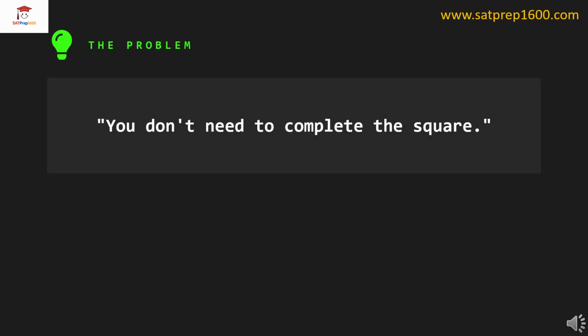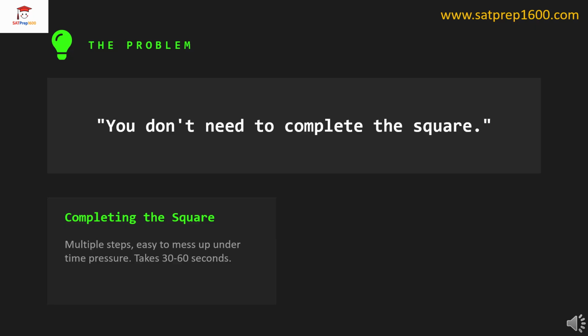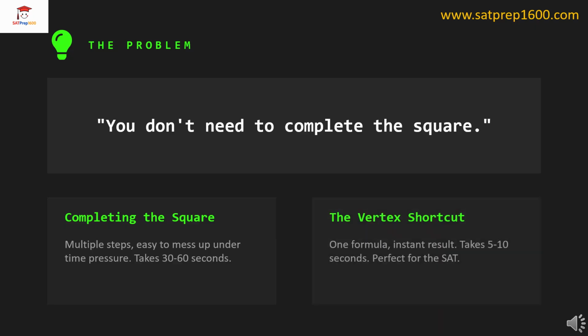Completing the square takes multiple steps and is easy to mess up under time pressure, while the Vertex shortcut is a single plug-and-chug formula. On the SAT, speed matters. Saving 30+ seconds on one question gives you breathing room for harder problems later.